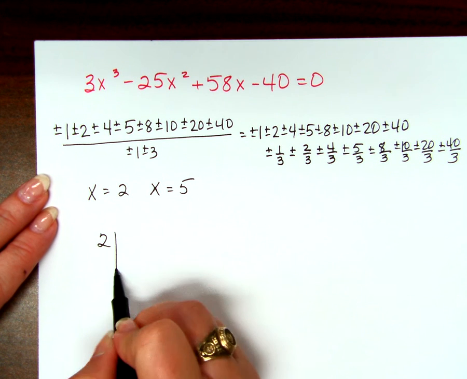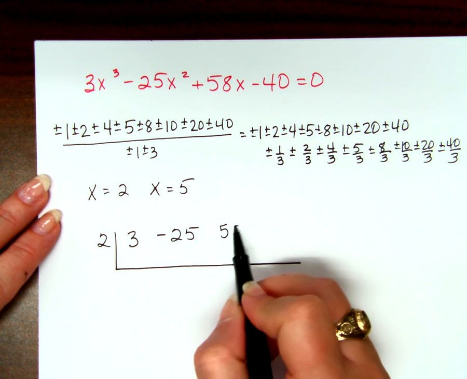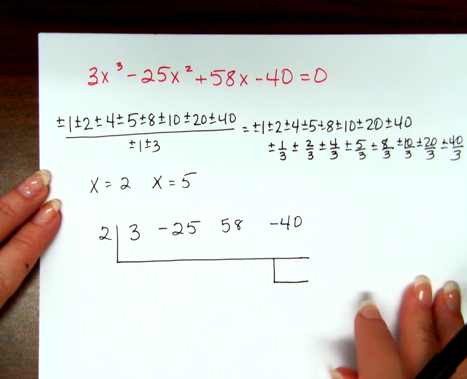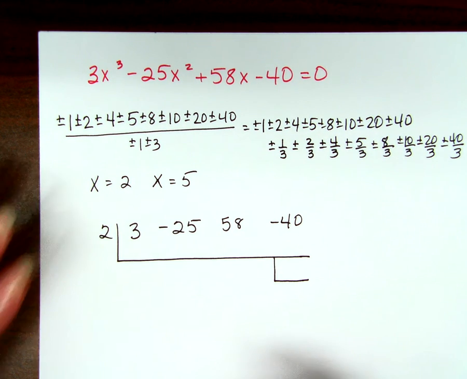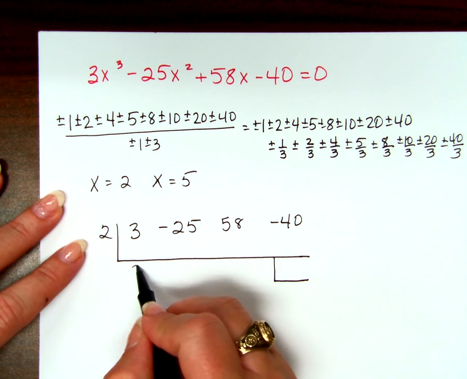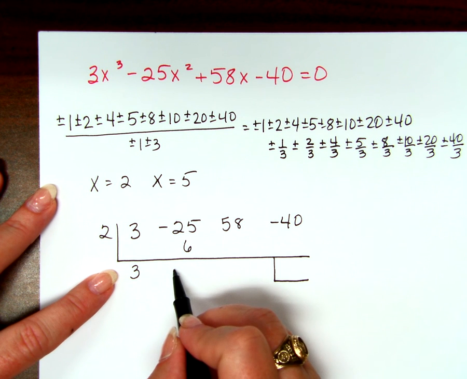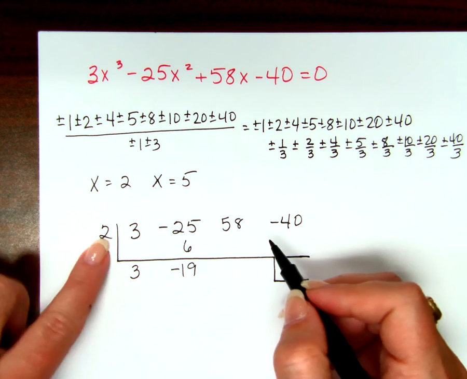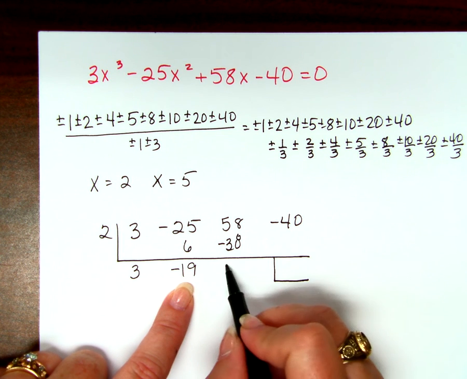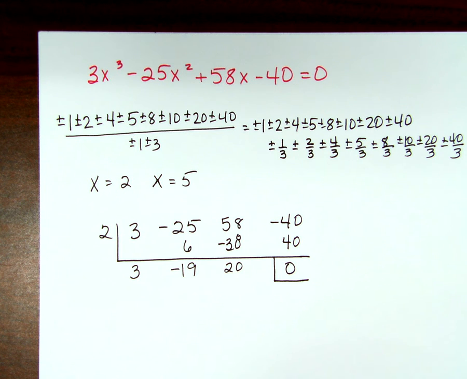2. 3, negative 25, 58, and negative 40. And I have to show you the part that I think is the funnest in just a second when we get there. I'm just foreshadowing for you. There's a fun part, in my opinion, coming up. You ready? 3, 6. What is it? Negative 19. Multiply. Negative 38. 20. 40. 0. We knew it should have been 0, right?